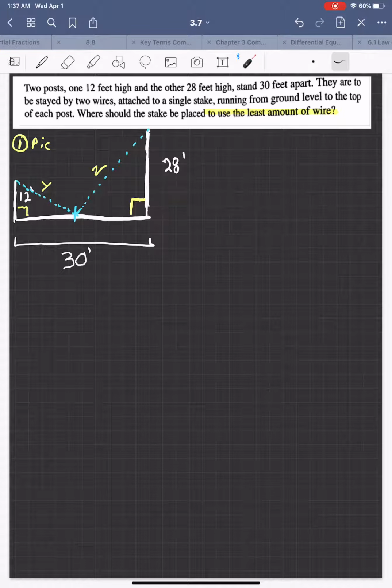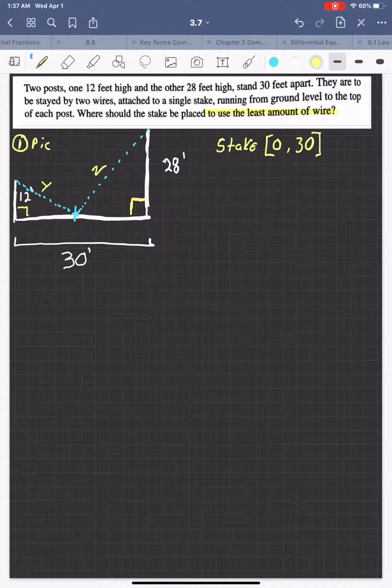Okay, so in this case, what we do know is the stake is going to be somewhere between 0 and 30, right? It's going to be somewhere between 0 and 30. We don't know where yet. So let's assume that we decide to place the stake in the ground right here, and we don't know where that is yet. When we don't know something, we give it a variable, right? We'll call it x.